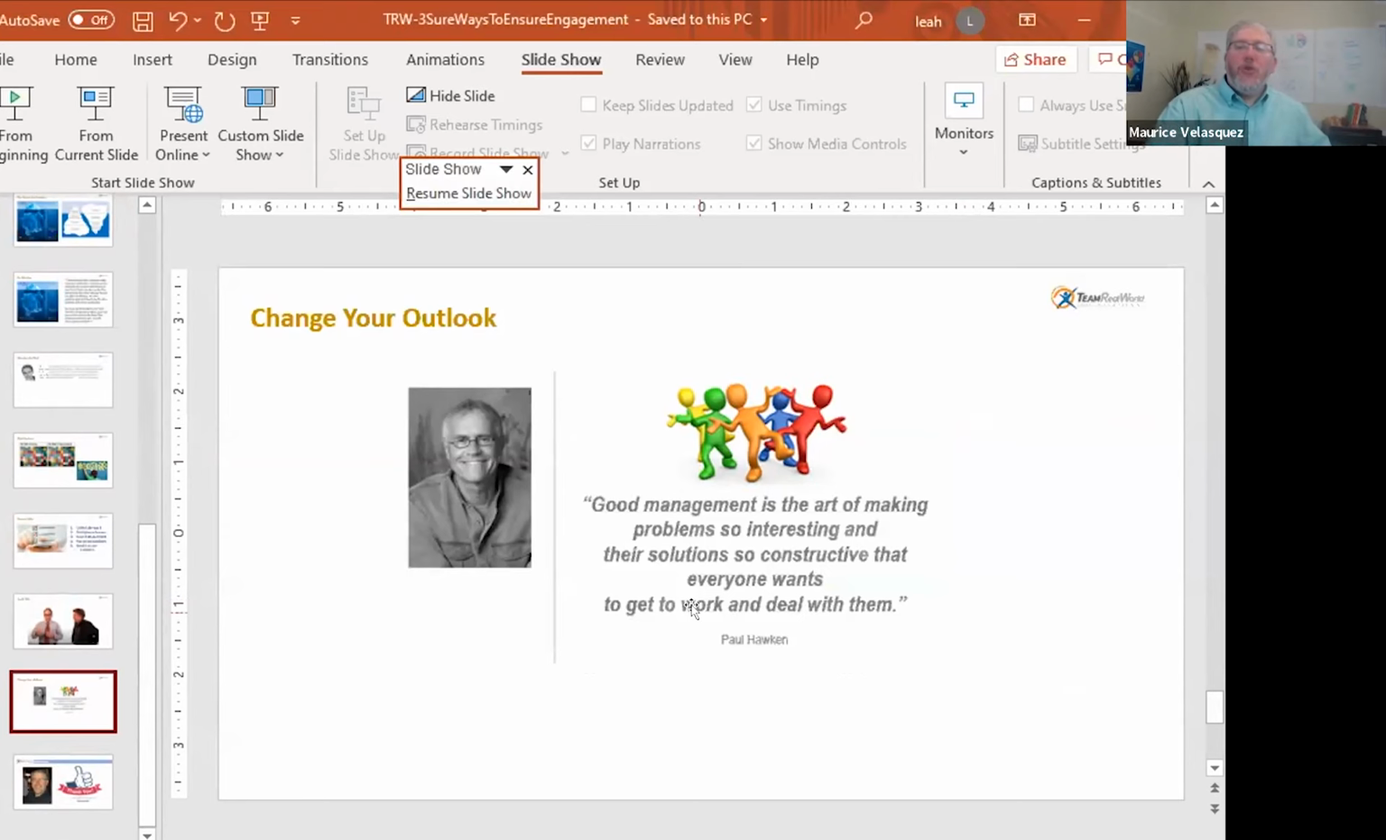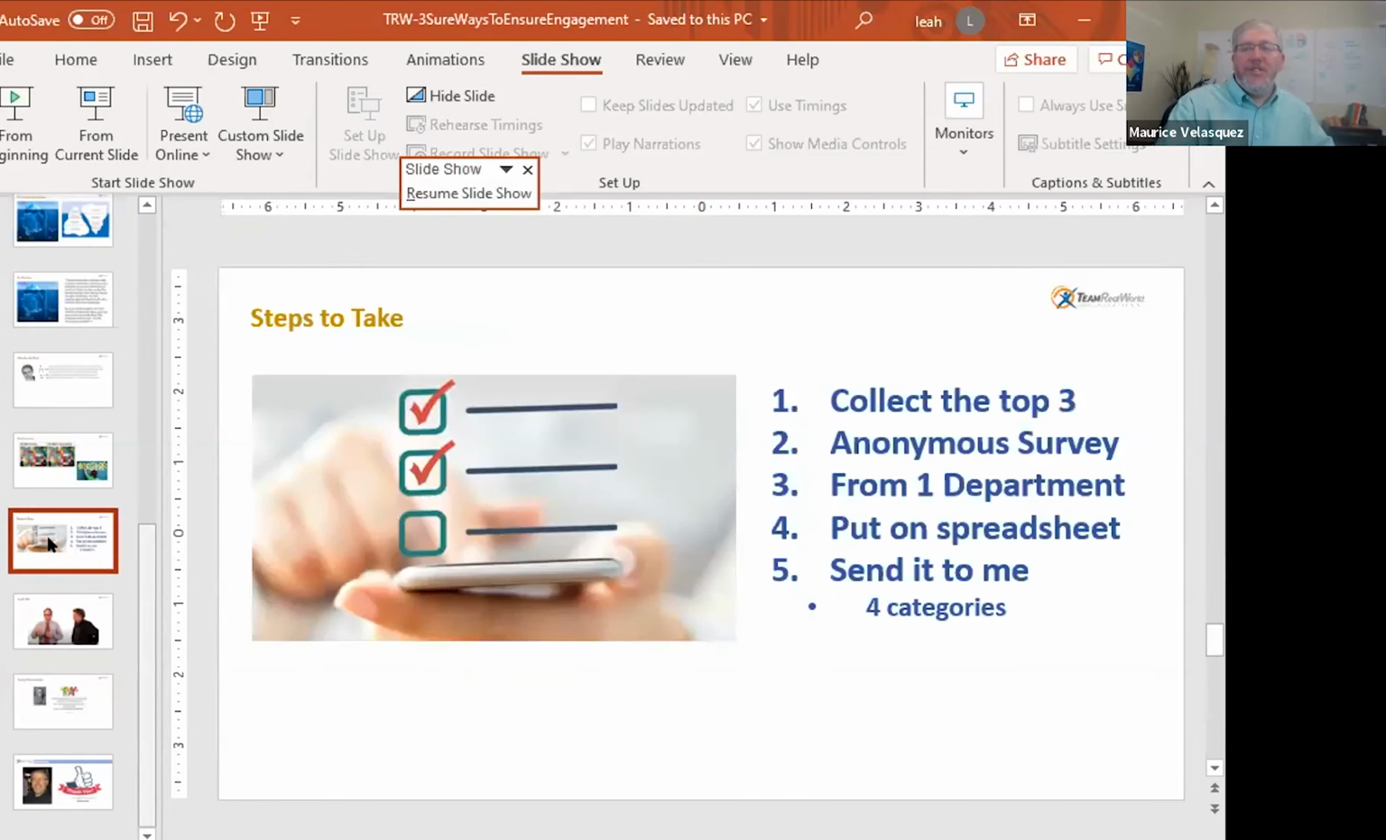Okay, so great management is the art of making problems so interesting and the solutions so constructive that everyone wants to get to work and deal with them. So don't forget the steps. Collect the top three issues, do it through an anonymous survey, start with one department, put it on a spreadsheet, send it to me. I'll show you which webinar to go next on how to take the next steps, and let me help you out with it.